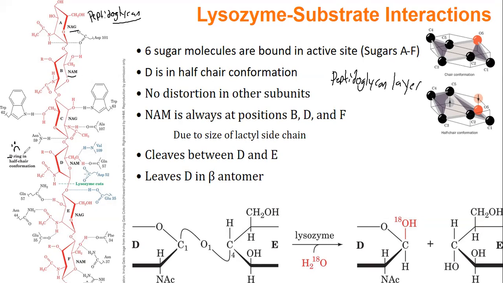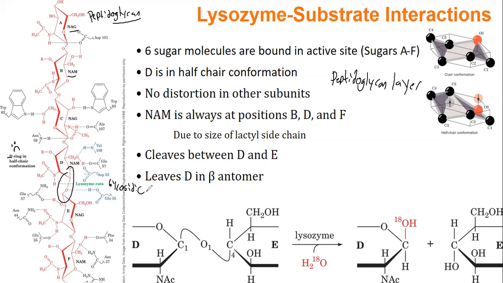That sugar is not having a good time. It is in a very energetically unfavorable conformation, and since it's in such an unfavorable conformation, that allows us to cut the glycosidic bond. Remember, this is a glycosidic bond between the D and the E sugar. So the logic here: put one sugar in a bad conformation to allow you to cut at that sugar.